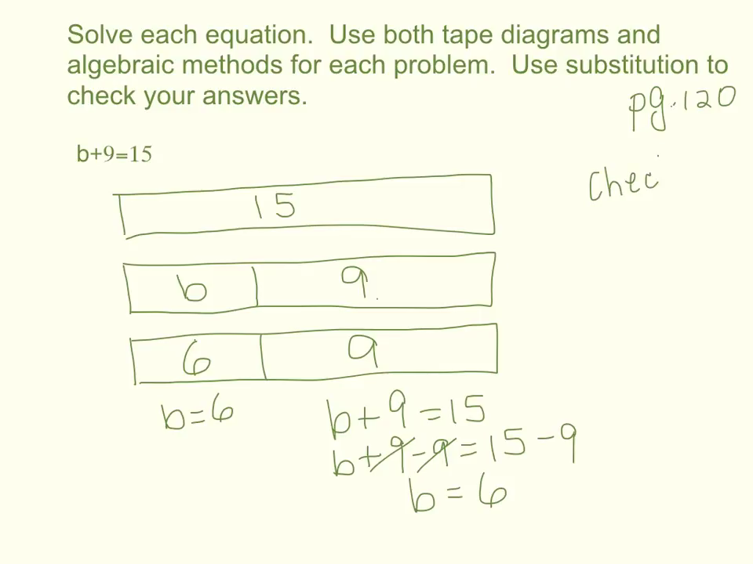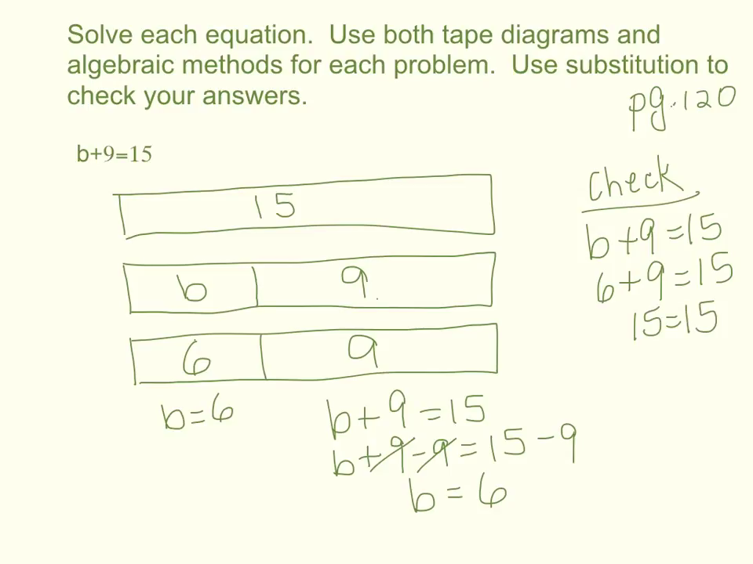Now we're ready for the check, where we always start with writing the original equation again, b plus 9 equals 15. We're going to substitute b. We're going to put a 6 in its place and write the equation 6 plus 9 equals 15. And then when we solve this, we can see 15 equals 15. This is a true statement.